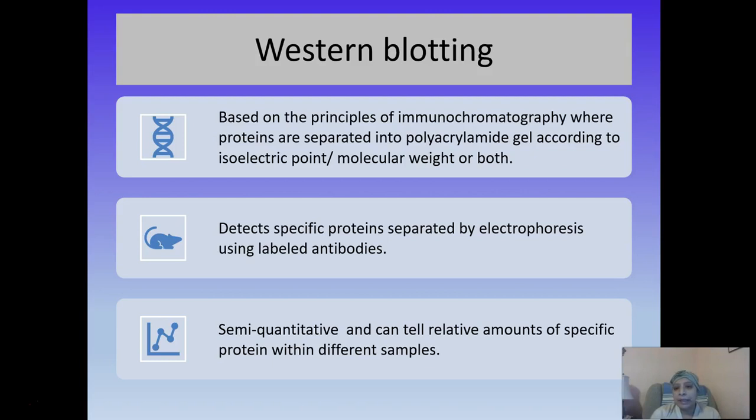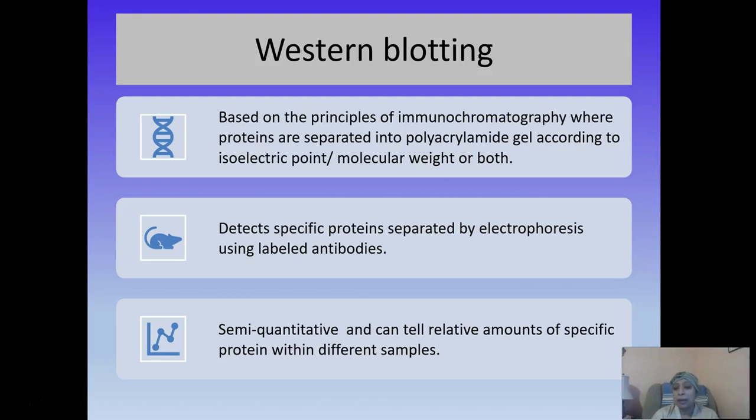So this type of technique is what we call Western blotting. The Western blotting technique is based on principles of immunochromatography. So again, we are using a little bit of the same types of methods that we talked about in chromatography. The proteins are separated in the polyacrylamide gel.